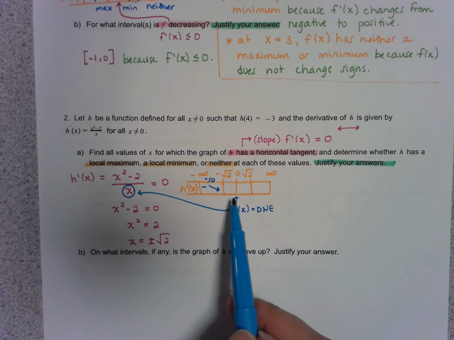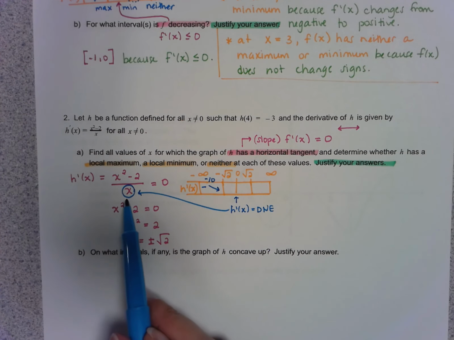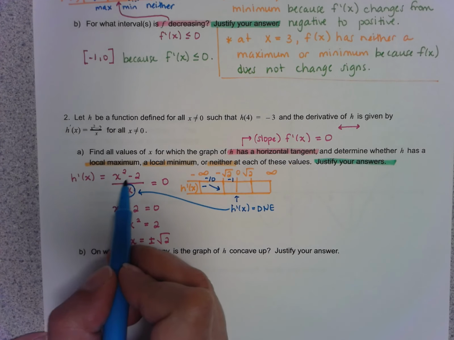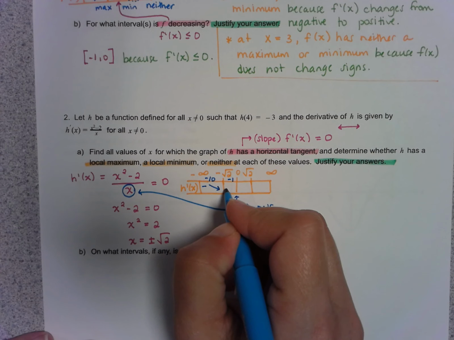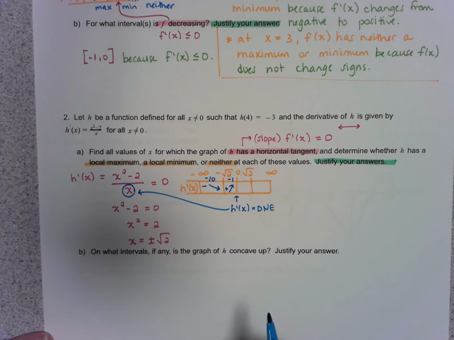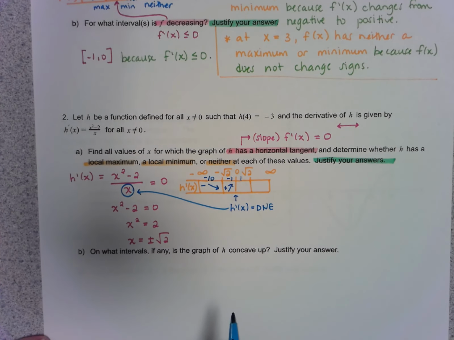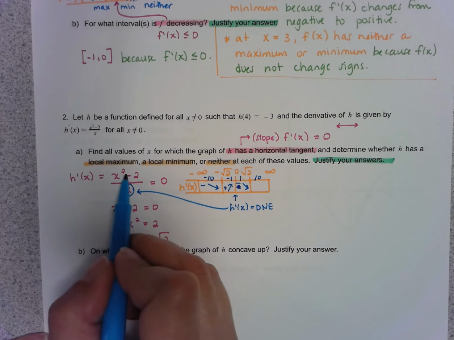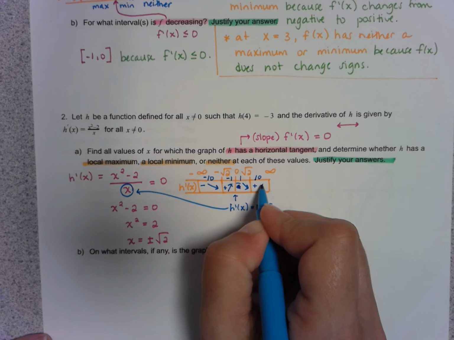So one thing that I noticed was like, hey, a 0 should really be in here because this is an undefined slope. The slope's going to change signs again. So if I pick a number between 0 and negative root 2, like for example, negative 1, and I plug that in, I'm going to have 1 minus 2 is negative, divided by another negative makes it positive. In between 0 and positive root 2, like positive 1, I'm going to have a negative divided by a positive makes it negative. And then if I pick a number bigger than root 2, like 10, I'm going to have a positive divided by a positive makes it positive.